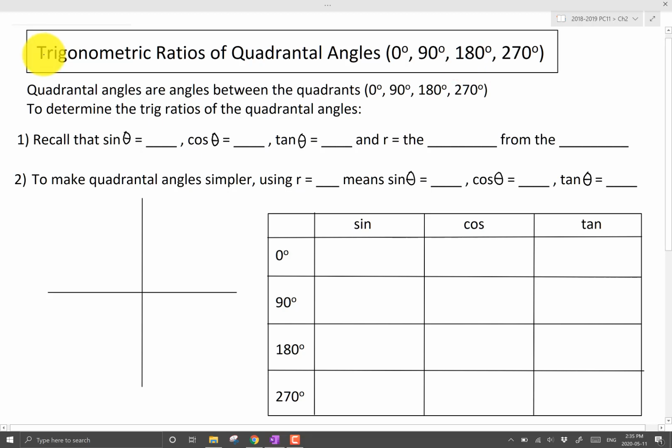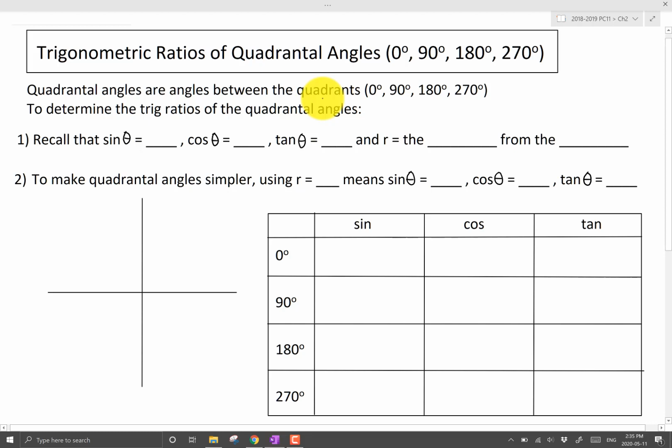Okay, in this lesson, what we're going to be doing is looking at the trigonometric ratios of quadrantal angles. Now, those are the angles that are in between the quadrants, so 0 degrees, 90 degrees, 180, and 270. So those angles, as you know, are between quadrants 1 and 2, 2 and 3, 3 and 4, and 4 and 1.